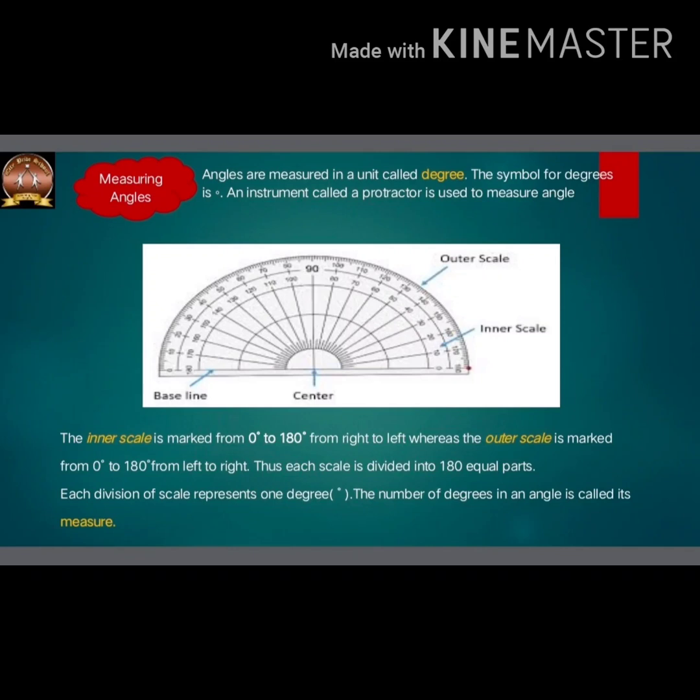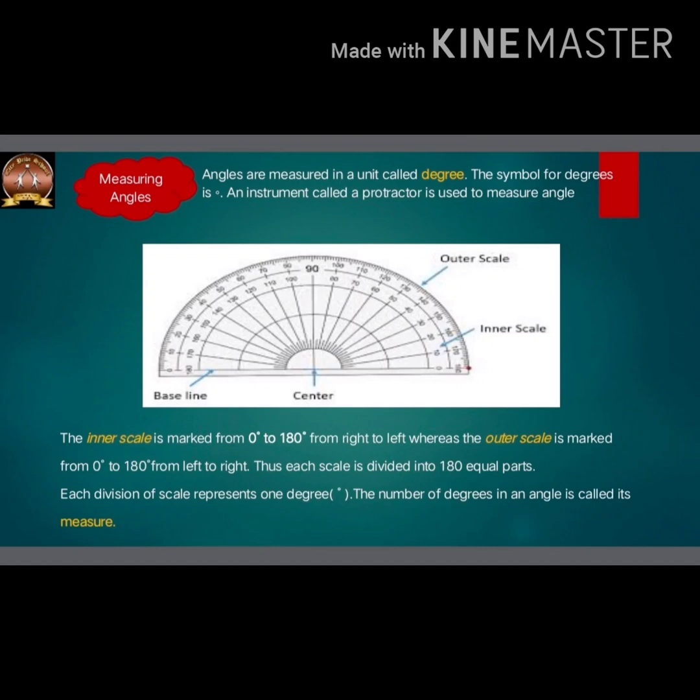So now let us learn measuring angles. Angles are measured in a unit called degree. The symbol for degree is a small circle which is placed above the right side of any given number. An instrument called a protractor is used to measure angles.